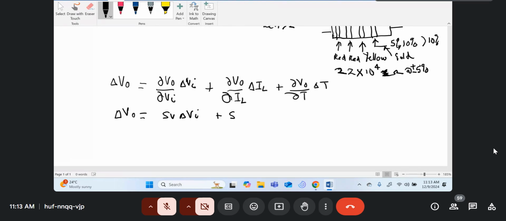Let's confirm this second variable here, and then we give it the units of delta V naught over delta IL. We normally call it R naught. Into delta IL, and this one we call it ST into delta T.